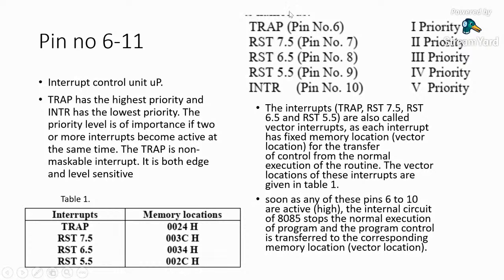This guy here, TRAP, is the first priority. RST 7.5 is second priority, and so on and so forth until pin number 10, which is INTR, which is fifth priority. So the TRAP is the highest priority, and the interrupt INTR is the lowest priority. The priority level is of importance if two or more interrupts become active at the same time.